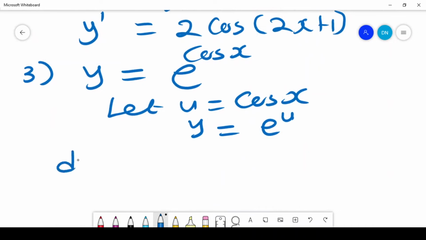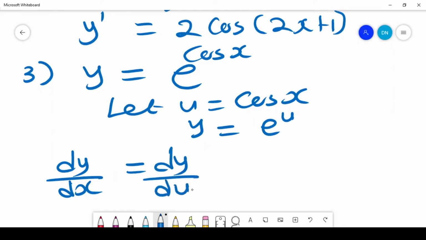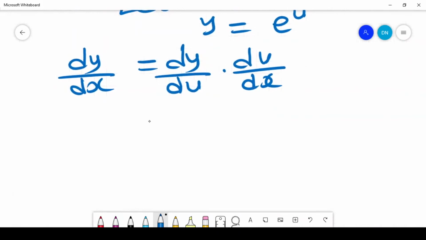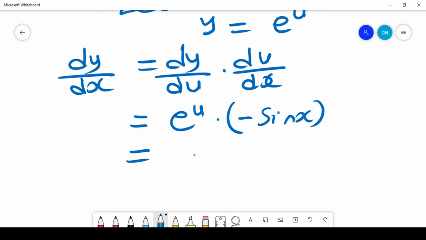And again, therefore dy dx is dy du, because now y is related to u, times du dx, because u is related to x. And that's the method we call the chain rule method. So if I differentiate the cosine, what do I get? First of all, dy du is e raised to power u, and then the du dx is negative sine x.